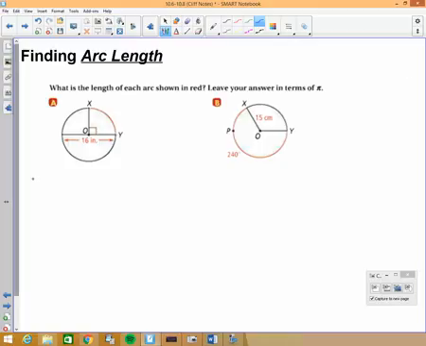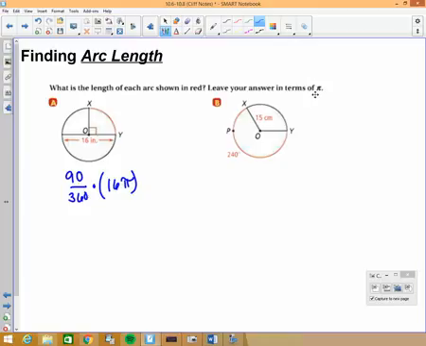So the first thing I have to do is set up a ratio, or fraction if you will, that shows the portion of the circle that I'm dealing with. So this is 90 degrees, this portion, and the entire circle is 360. So I'll say 90 over 360, and that gives me my fraction of the circle. Okay, now I'm going to multiply it by the circumference, which is going to be pi d, which is going to be 16 pi.